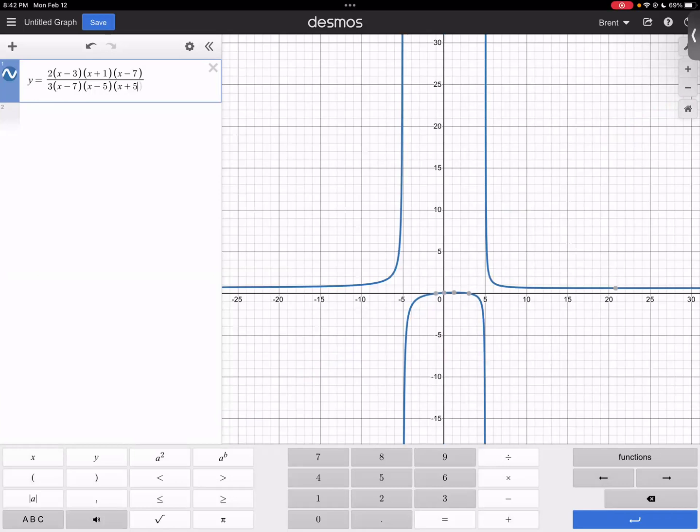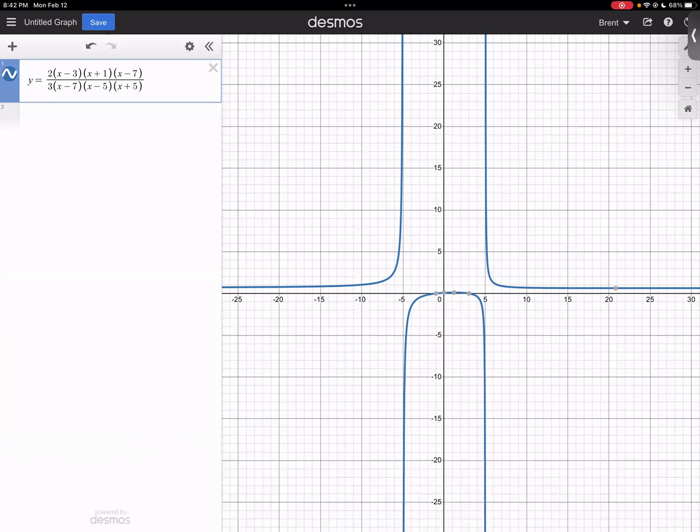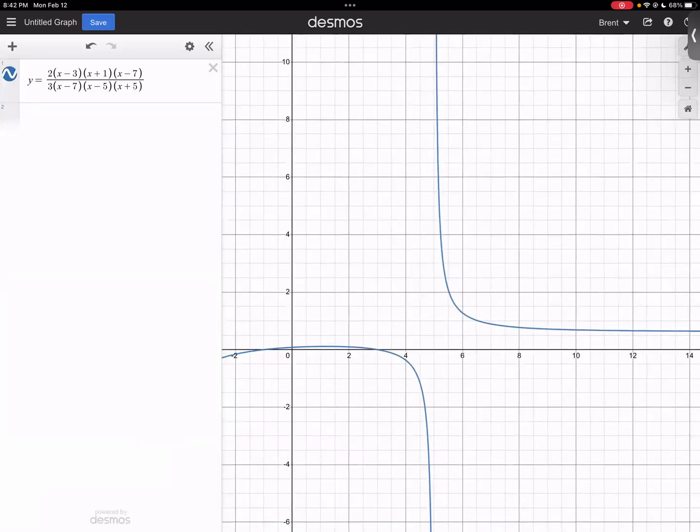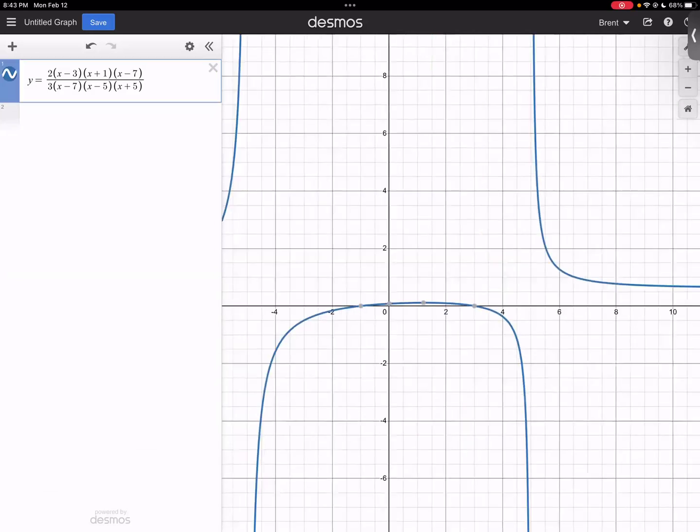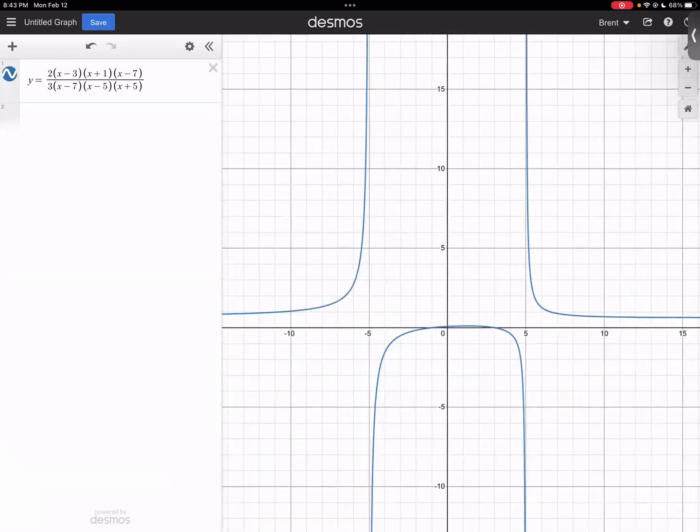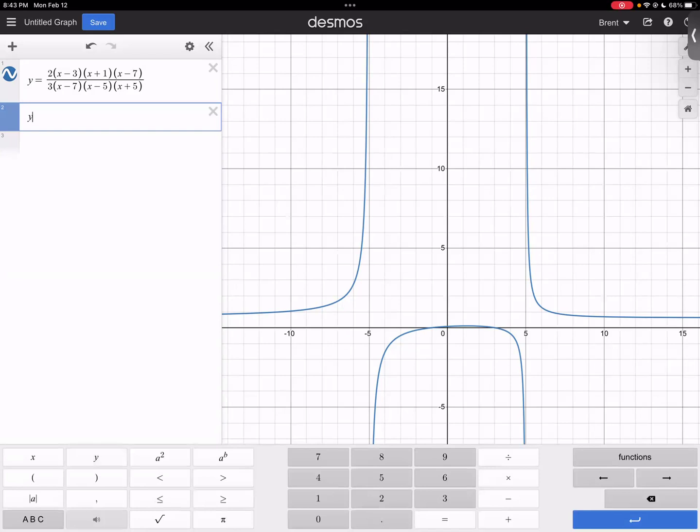So, yep, it looks like we guessed correctly on the graph. And we should have that hole, if we zoomed in, right at 7. If I get to 7, yeah, there it is. It goes undefined there. We had the zero at 3, and another zero at negative 1. And this horizontal asymptote is at the equation y equals 2/3.